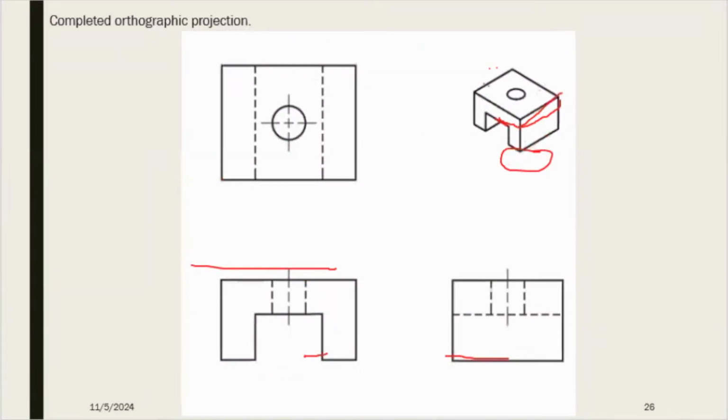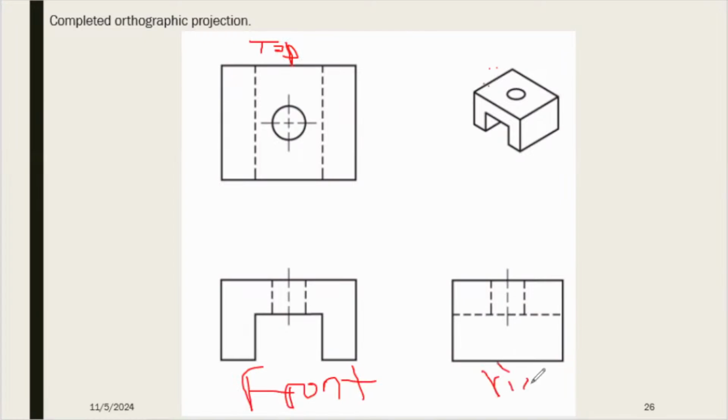Once we complete our drawings, we remove our projector lines. Okay, so this is the completed orthographic projection. It is better if you name these views: this is top, this is front, and this is the right side. So that is how we draw the orthographic projection.